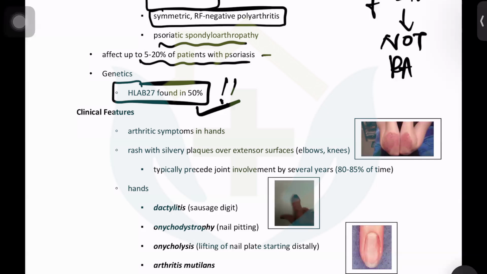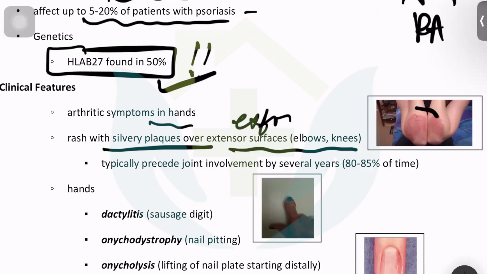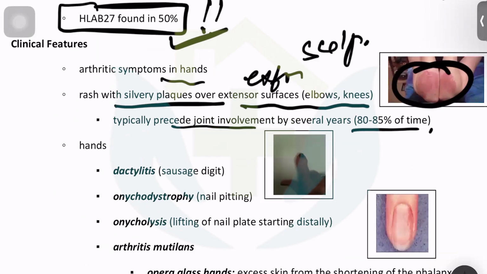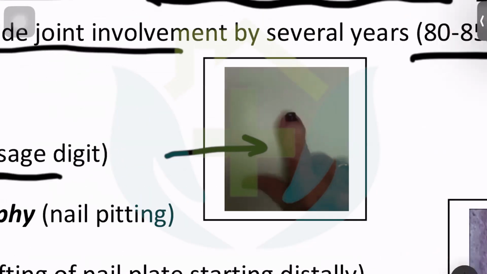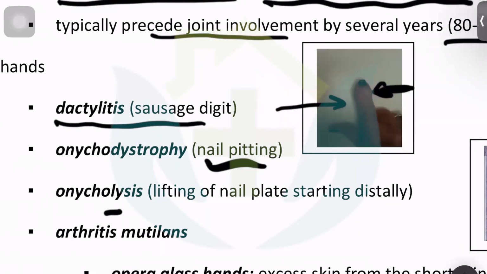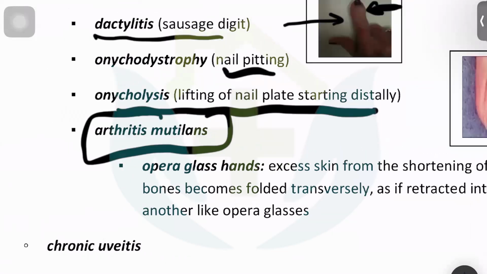Clinical features: arthritic symptoms in the hands, rash with silvery exfoliative rash on the extensor surfaces, maybe scalp. Typically precedes joint involvement by several years, 80 to 85% of the times. Dactylitis, sausage disease, you can see that. This photo is actually of one of my patients. Sausage shaped. Onychodystrophy, nail pitting is there, onycholysis is there, and then arthritis mutilans, opera glass hands.